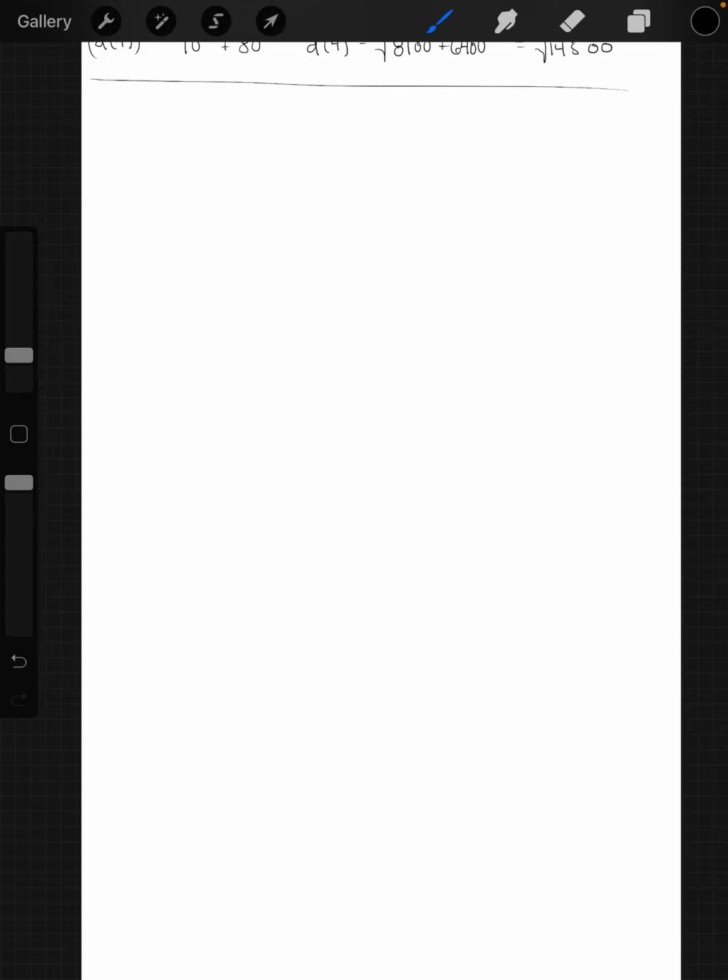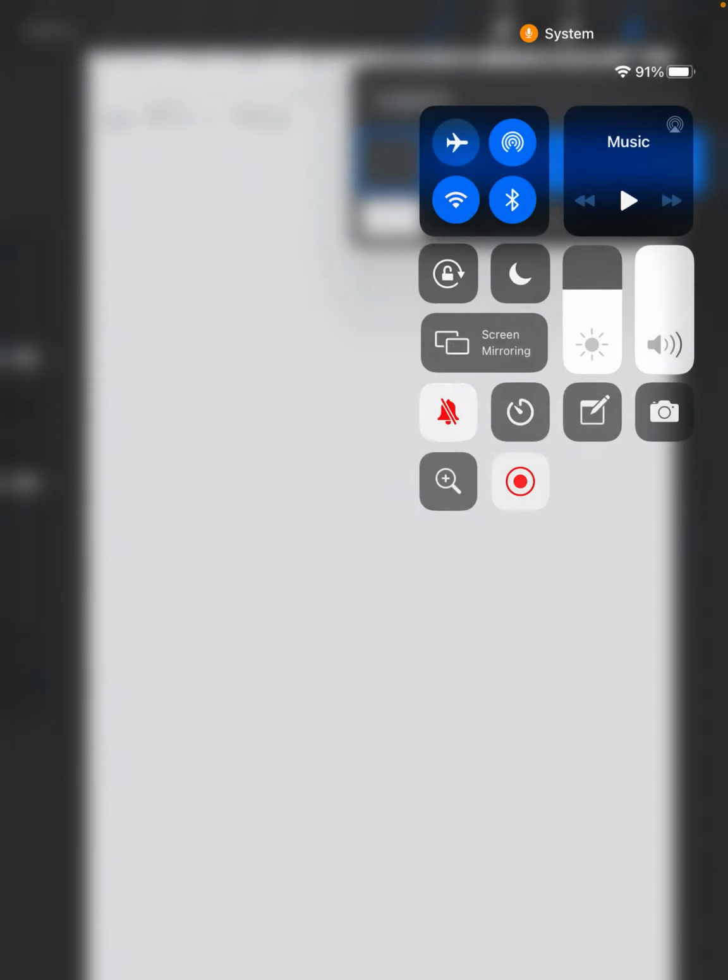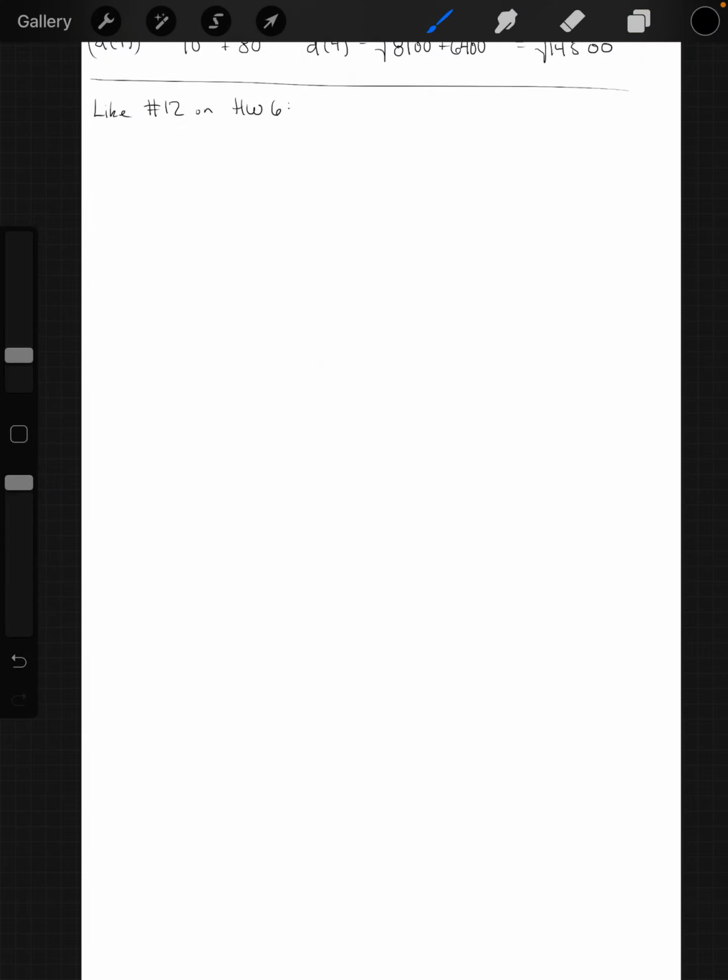And one more related rates problem from the homework. So again, I'm not going to write out the whole word problem, but we're going to say we have a 10-foot pole, a 5-foot woman walking away at a speed of 6 feet per second.